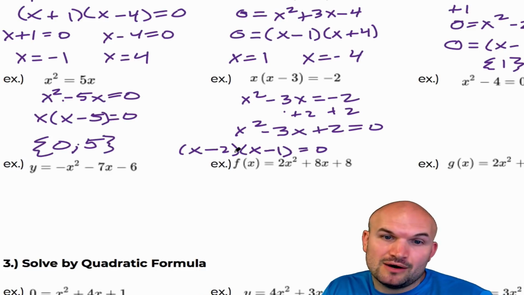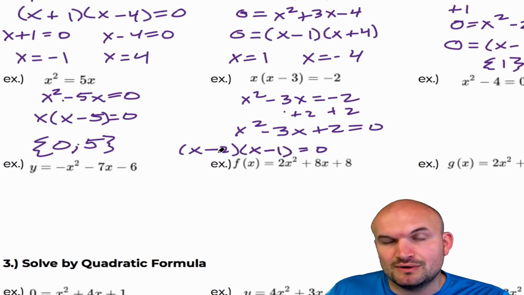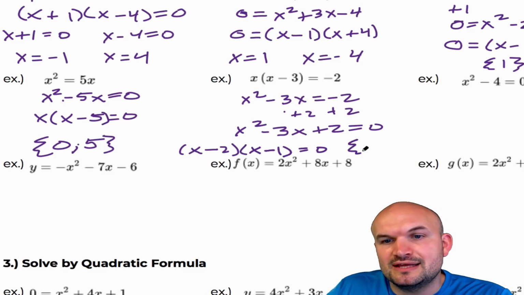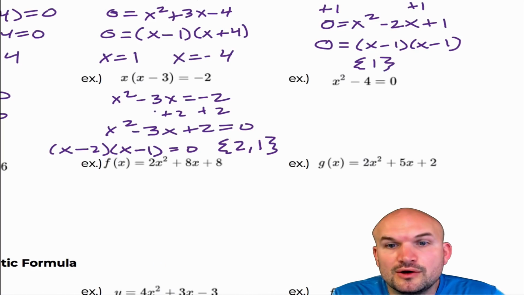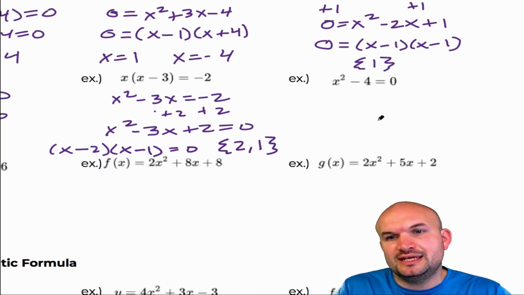And therefore now I can set each factor equal to 0. So x minus 2 equals 0, add 2 to both sides. So my solution set in this case is going to be 2 and 1. Okay, so now moving on to the next problem.